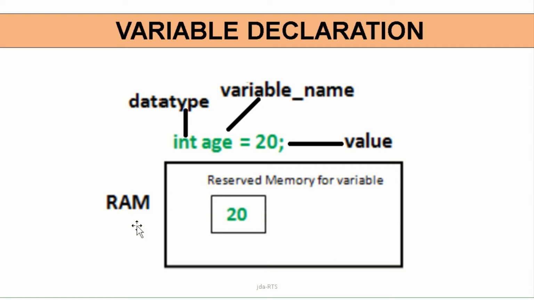However, if you call a syntax that takes an input for age, then that 20 will be changed or overwritten. So that is variable declaration.